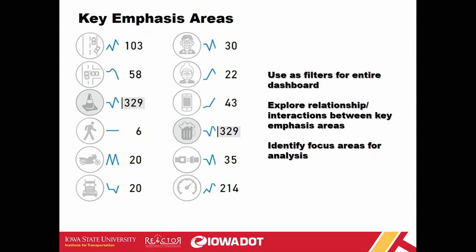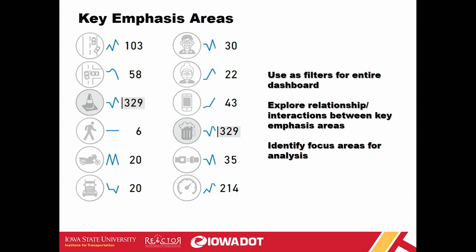These are also, as I mentioned before, interactive. So if I do something like this, it'll gray out whatever key emphasis area I've selected. Here I've got both work zone crashes and drunk driving. And the nice thing that the DOT likes is now you can start to compare those 2 specific key emphasis areas. How does that trend with all the other key emphasis areas?